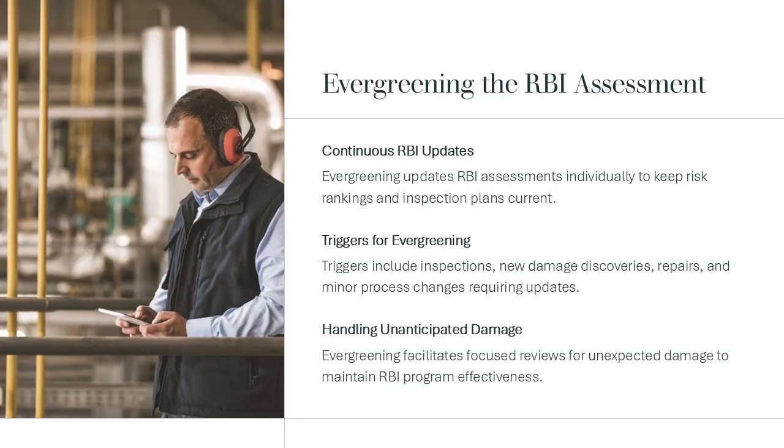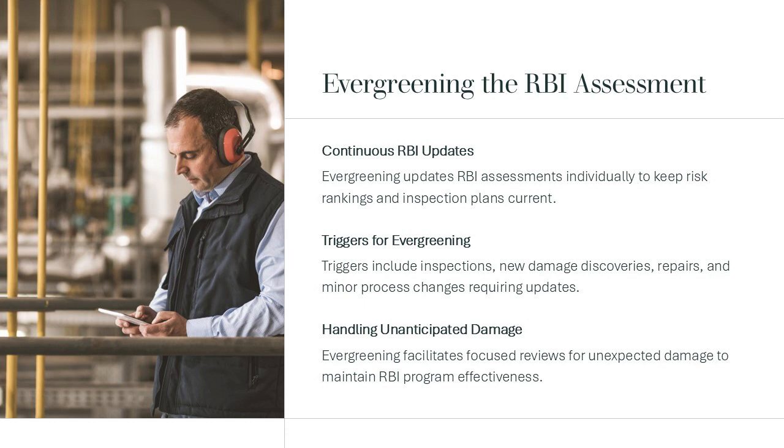Evergreening is the process of continuously updating the RBI assessment and its associated inspection and risk management plans as changes occur. It is typically performed on an individual asset or component basis and does not require revisiting the entire unit or site scope. The objective of evergreening is to ensure that new information is promptly incorporated so that risk rankings and inspection plans remain accurate and actionable.